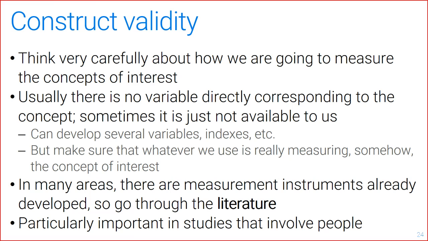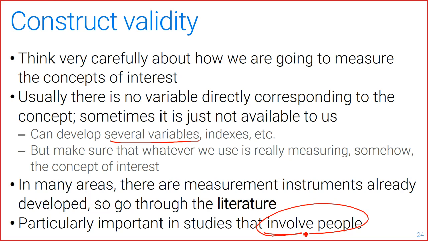For example, we can develop several variables. We can come up with indexes, scales, etc. And whatever we measure, we have to be really sure that it's measuring somehow the concept of interest. In many areas, especially if you work with people, in psychology and social sciences, there are going to be instruments already there for you. There's plenty of scales. There are scales for effort, for example. And you have to go through the literature and try to find how people measure a certain concept I'm interested in. Again, this is particularly important if your study involves people.